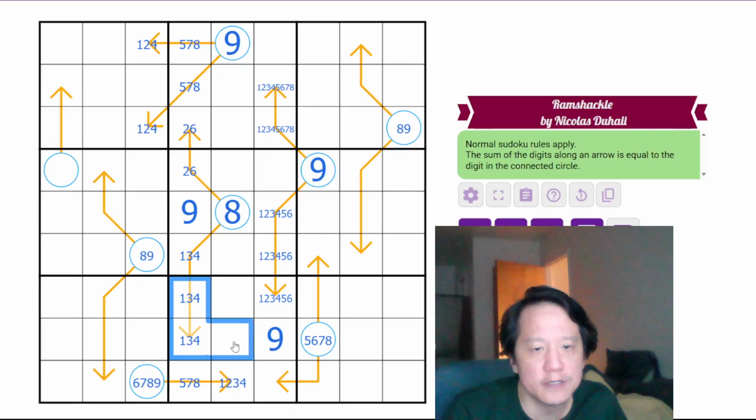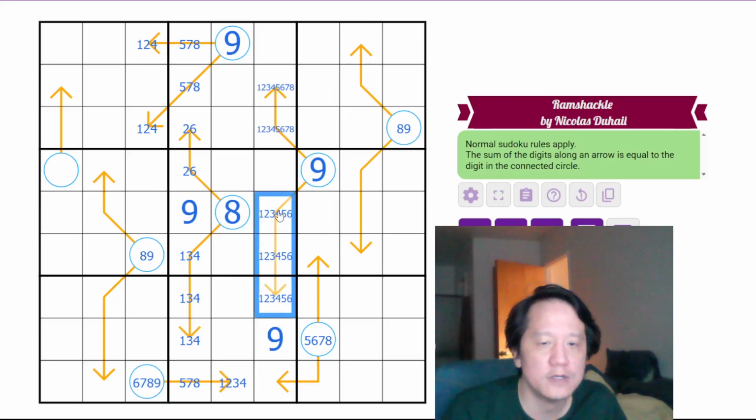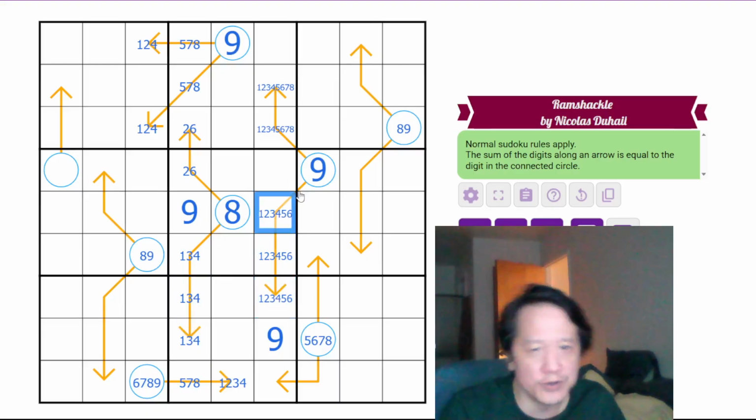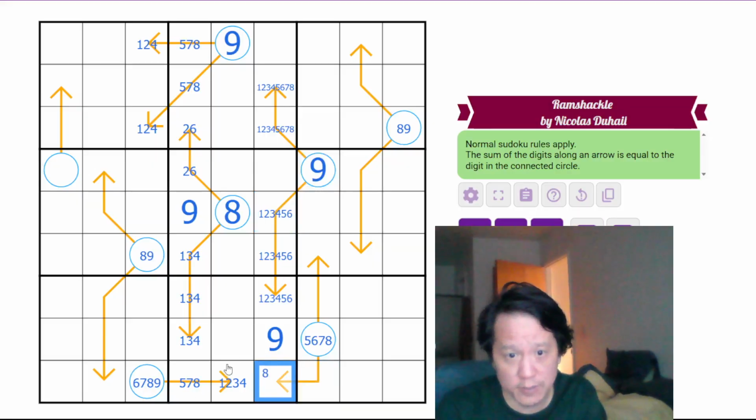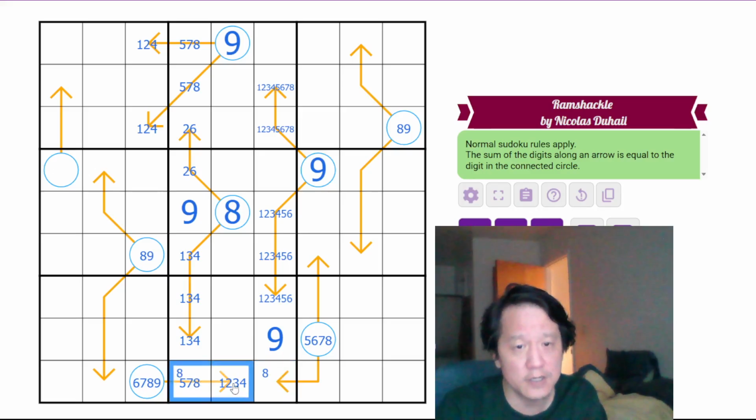8 in this lower central box also cannot be here because of the 8 in the column. It can't be any of these digits, because they have to add up with 2 other unique digits to a single digit. So 8 has to be one of these 2 digits in this lower central box. So if this is 8, that's 1.